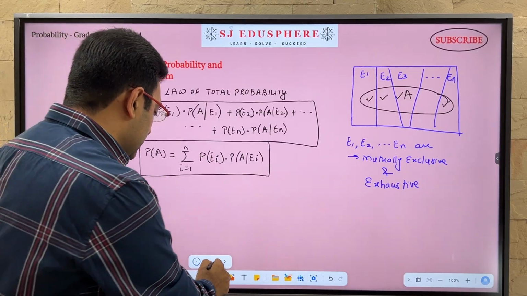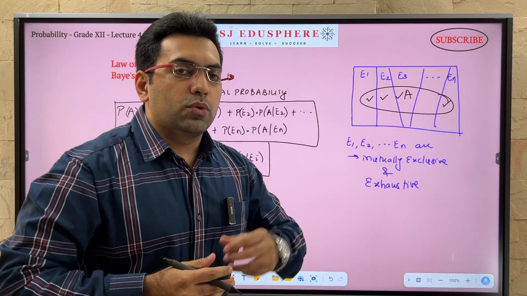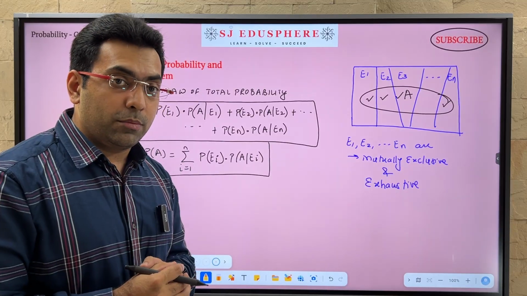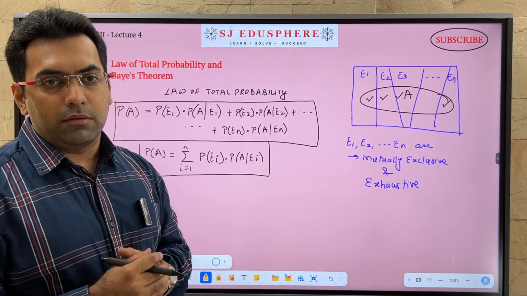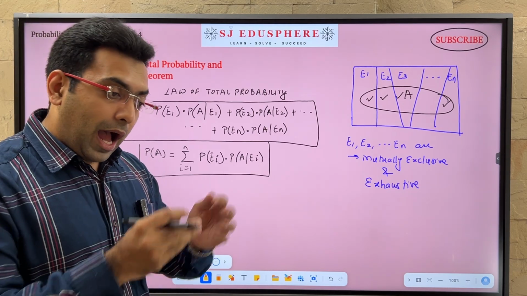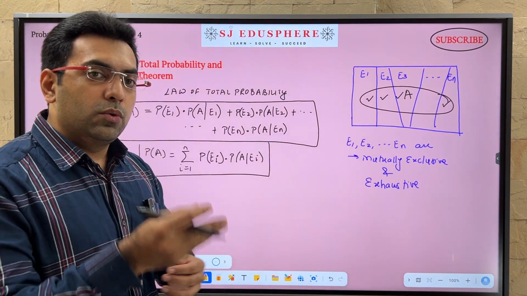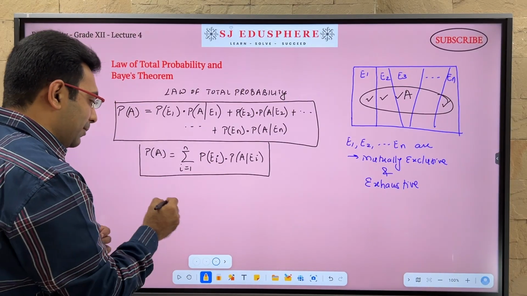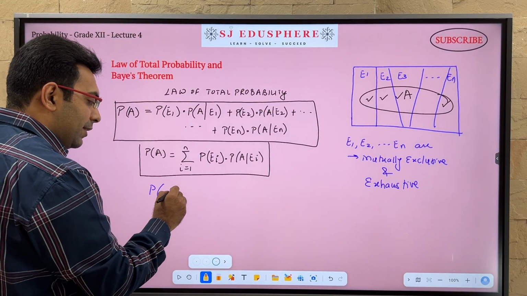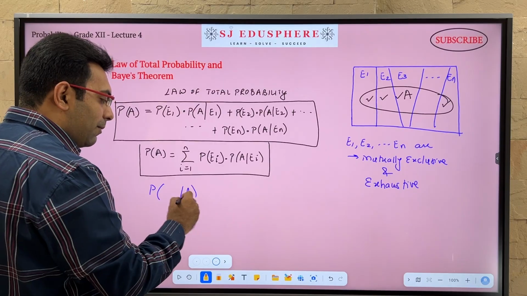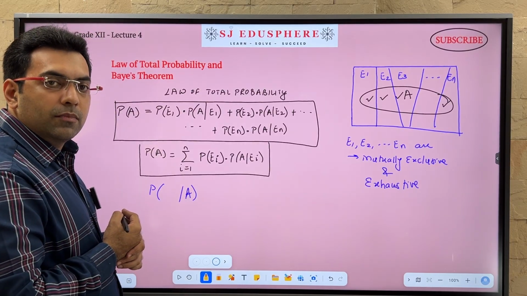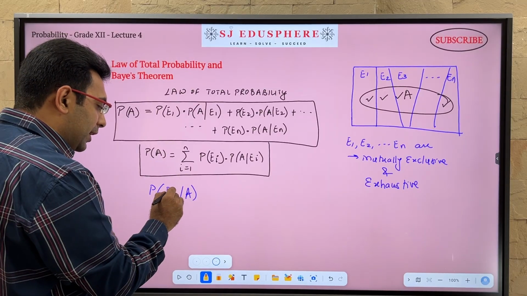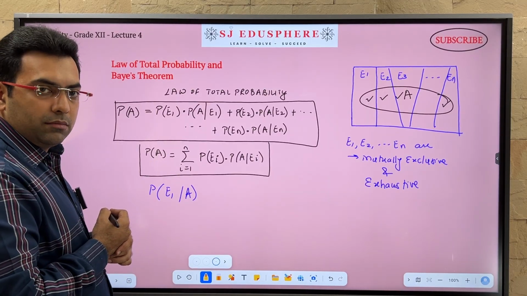Now, suppose I already have a student whose name starts with A. What is the chance he came from division 1? I repeat, I already have a student whose name starts with A. Given that it starts with A, what is the probability he came from division 1?